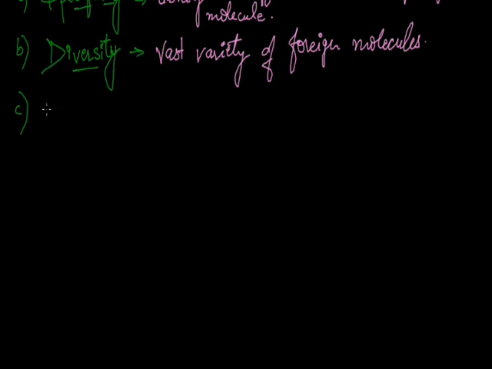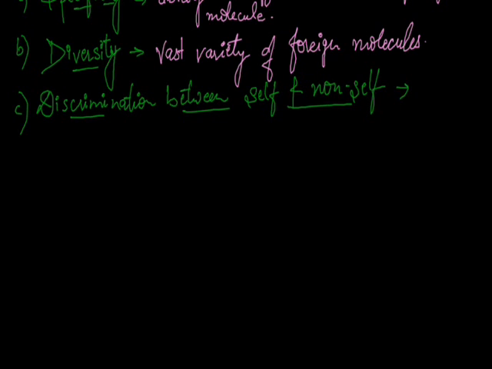The third is discrimination between self and non-self. It is very important for a body to recognize self as own and non-self as foreign. Then only it can destroy and give response to the non-self and avoid the response to the self. Next characteristic is memory based.